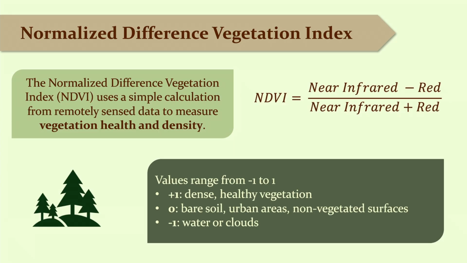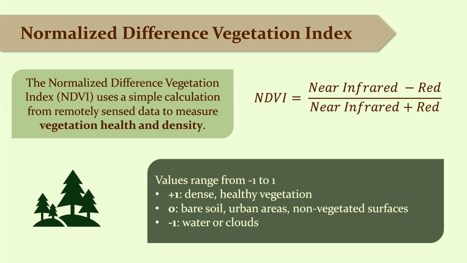So this project uses primarily normalized difference vegetation index to look at vegetation health. NDVI uses a relatively simple calculation from remotely sensed data to measure vegetation health and density. And so the values are unitless, but they range from -1 to 1.